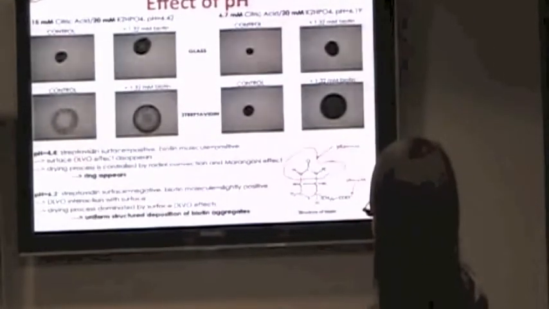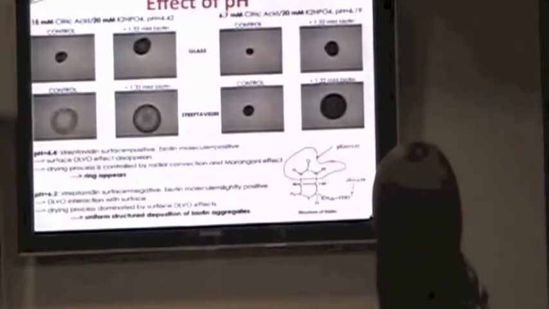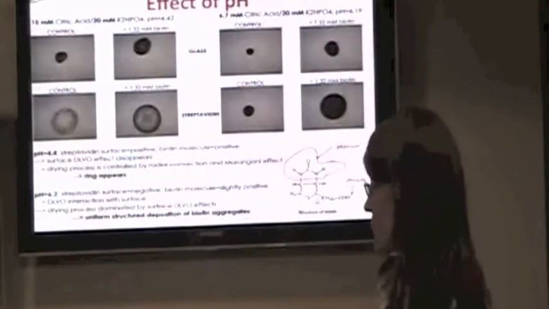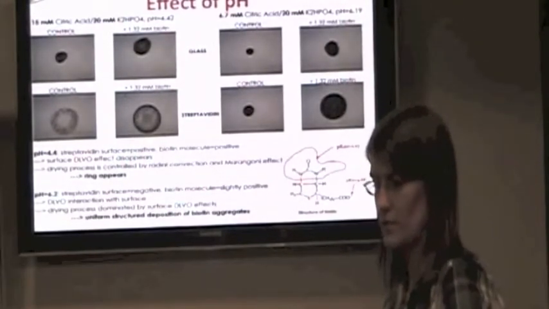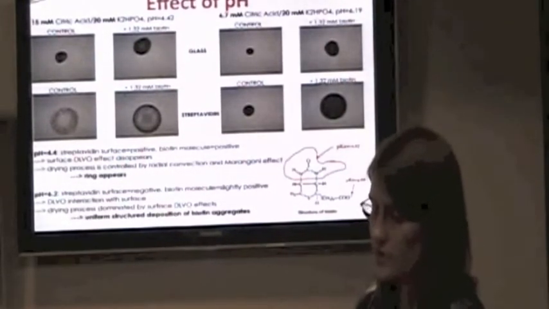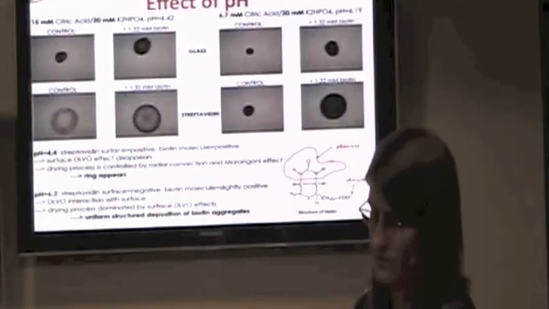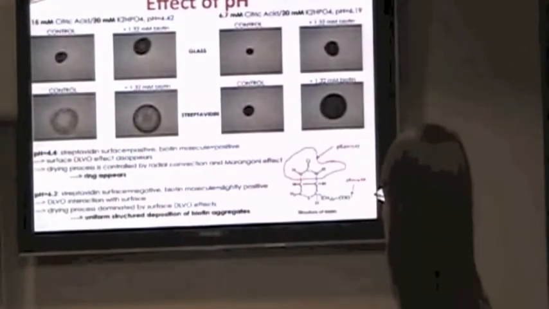Versus the solution with the 6.2 pH value, the streptavidin surface is going to be negative because the 6.2 is higher than the streptavidin's pI of 5, which is going to cause the surface to be negative.